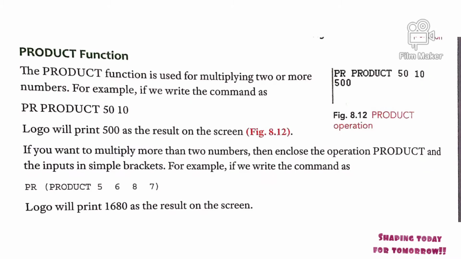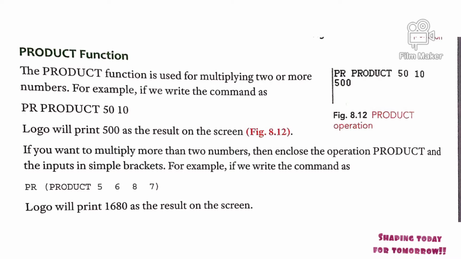Now the next topic is the product function. The product function is used for multiplying two or more numbers. For example, if we write the command as PR product 50 and 10, Logo will print 500 as the result on the screen. See figure 8.12 for this.